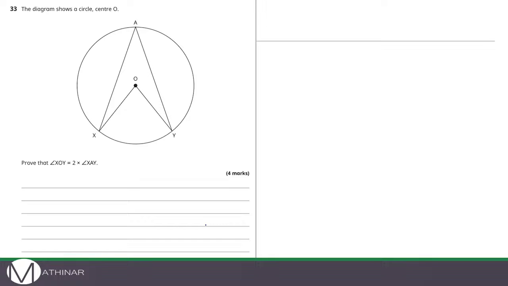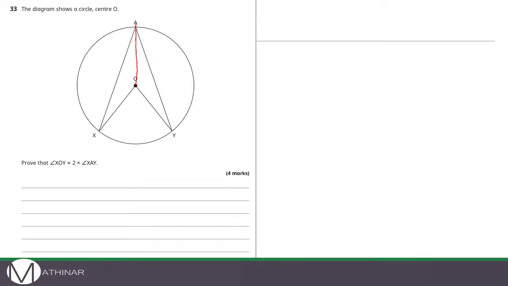Diagram shows a circle, center O. Prove that angle XOY. Okay, so this is just proof of the circle theorem that this angle is equal to double that angle. Okay, so what it's asking for is the proof. So we need to draw some lines in.